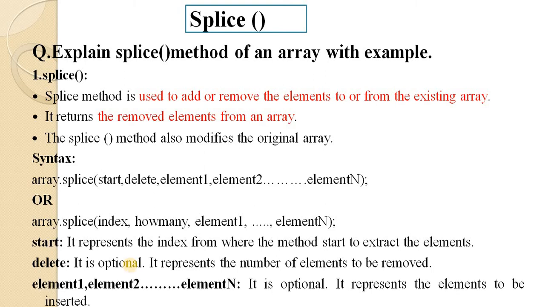Next is element 1, element 2 up to element n. It is an optional parameter and it represents the elements to be inserted, that is, the new elements to be added in the array.